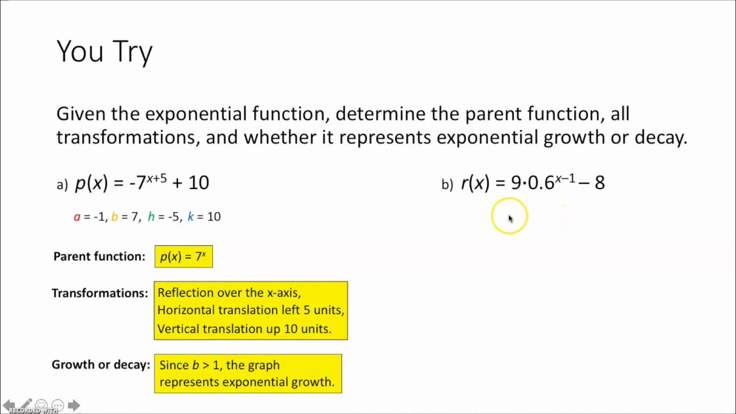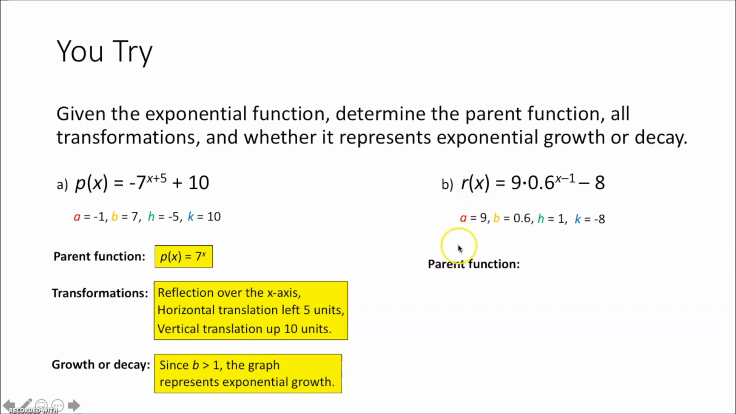For part B, again, we look at our a, b, h, and k value. So our a value is going to be 9. Our b value, the number being raised to the exponent, is going to be this 0.6 here. Our h value, the opposite of whatever you see added or subtracted in that exponent, is going to be +1 because it's the opposite. And then whatever's added or subtracted at the end, that's your k value, so that would be -8.